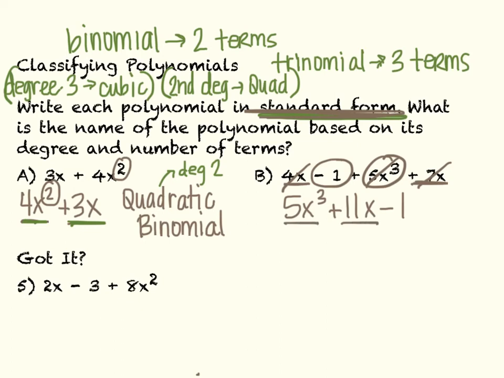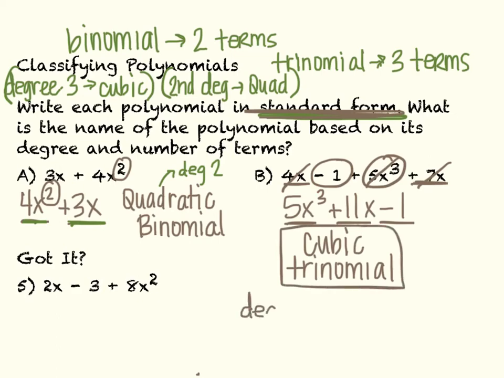Now if you count terms here, let me just go ahead and warn you too. If you don't put it in standard form first, this quadratic binomial stuff that you have to do, you're likely to get it wrong because you can really only tell what it is when you put it in standard form. So after it's in standard form, I've got 3 terms, so that's a trinomial. And the highest degree is 3. So a third degree was a cubic. So this is a cubic trinomial.